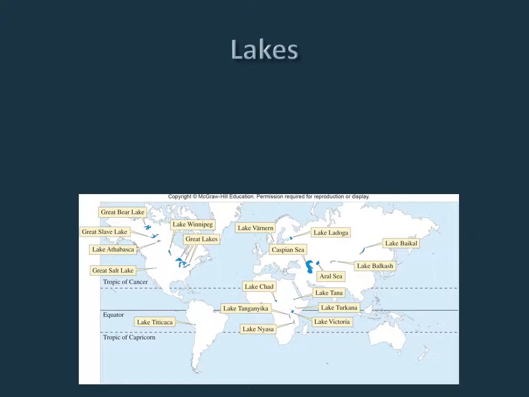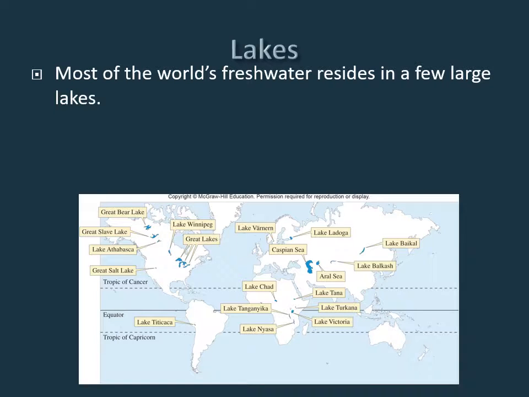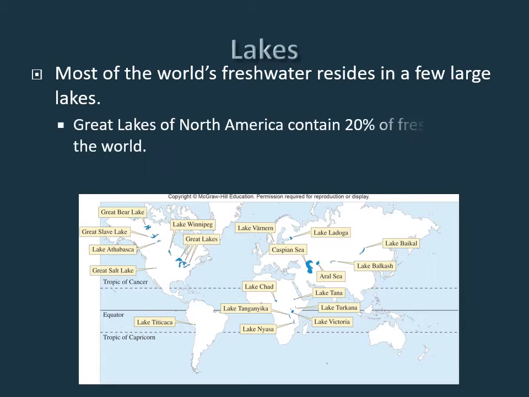Next, let's look at lakes, another freshwater source. Here's a map of some of the world's largest lakes. Most of the world's fresh water resides in a few very large lakes. The Great Lakes of North America contain 20% of all fresh water in the world.